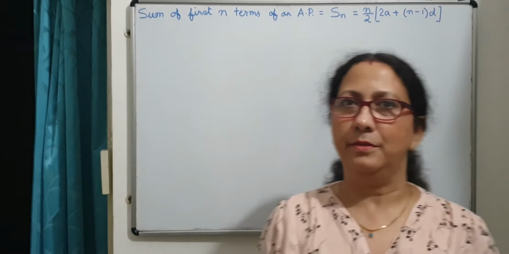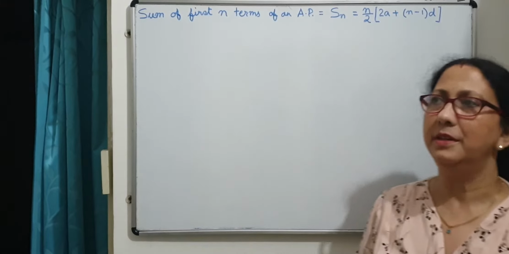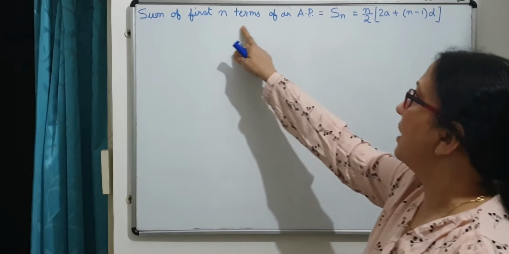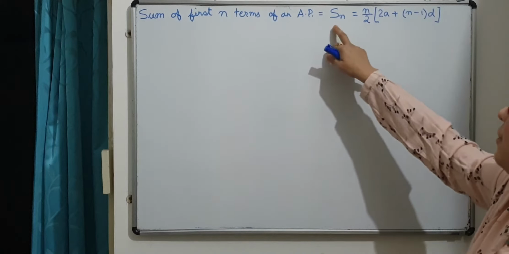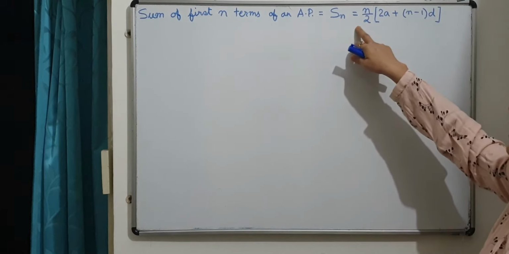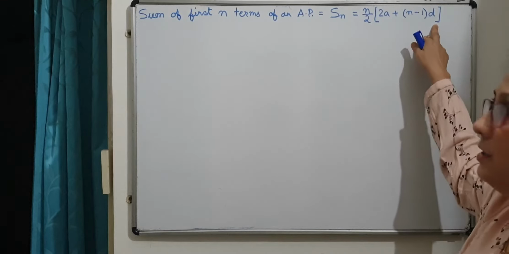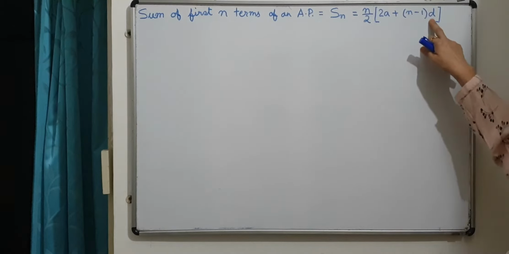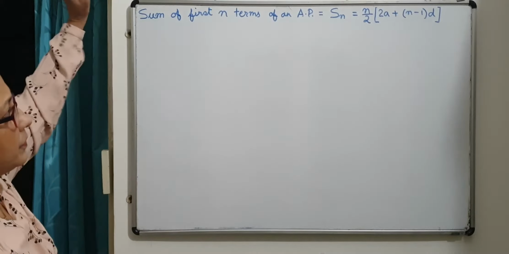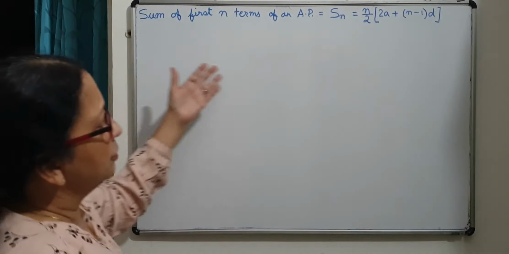So today we'll be deriving the second formula of the chapter AP, that is the sum of first n terms of an AP, which is denoted by S. The suffix is n because of first n terms, is equal to n by 2 within bracket, twice a plus n minus 1 into d, where a is the first term, d is the common difference, and n is the number of terms. So this formula is also very useful in solving AP questions. So let us do the derivation.